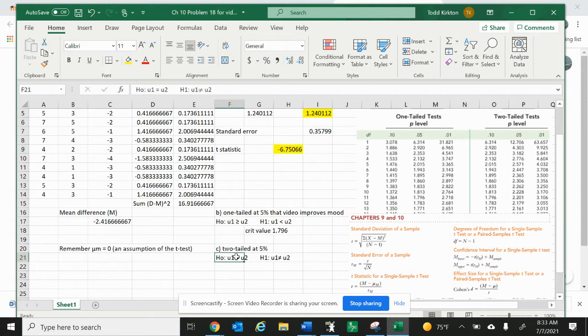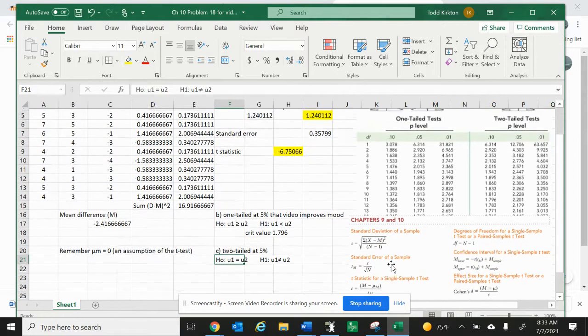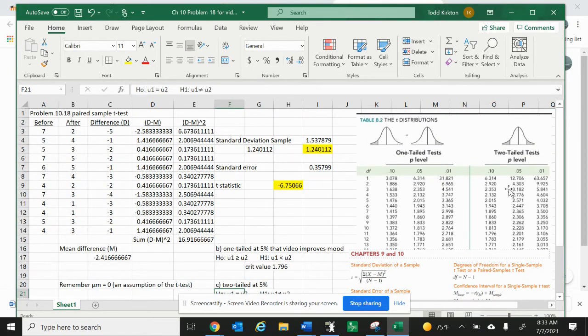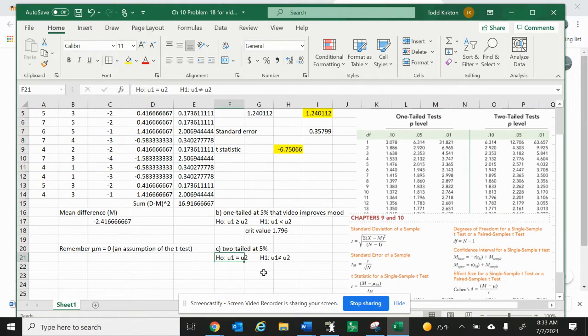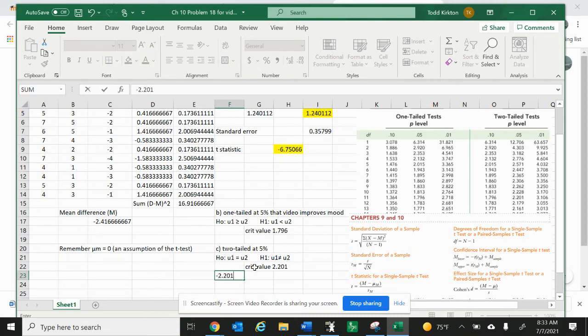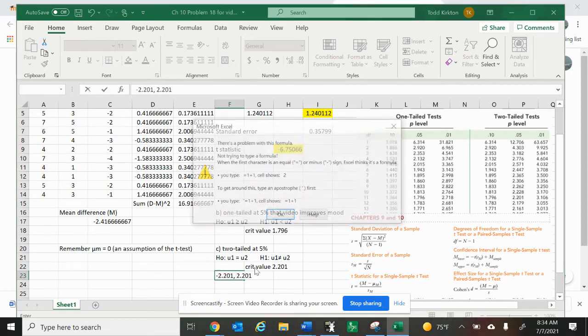Now, the second part of this question says, just do a two-tailed test. So a two-tailed test is a little bit easier because you're either seeing, are the means the same or are they not the same? We're not trying to figure out, do we think one's bigger or one's smaller? So for the two-tailed test, you go over here and that's at 5% with 11 degrees of freedom. That critical value is 2.201. So that means I'm looking to see am I bigger than 2.201 or smaller than negative 2.201.